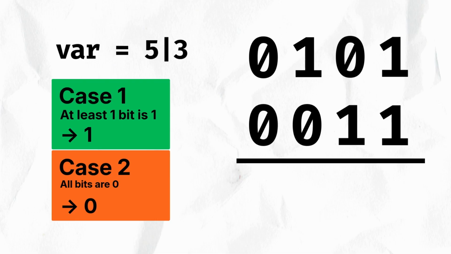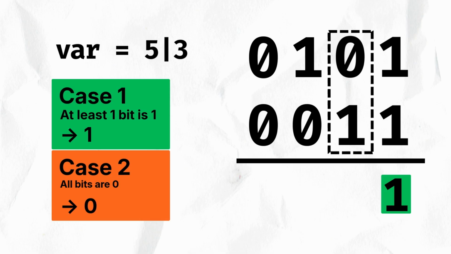If all of the bits are 0, then the resulting bit is 0. Remember, we're looking at bits and their corresponding pairs. For 5 or 3, at the smallest bit, at least one of the bits is 1. That is case 1. Thus, the resulting bit is 1.